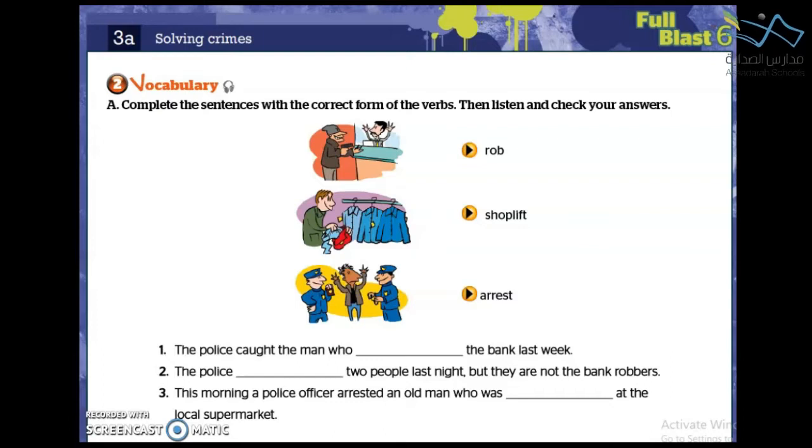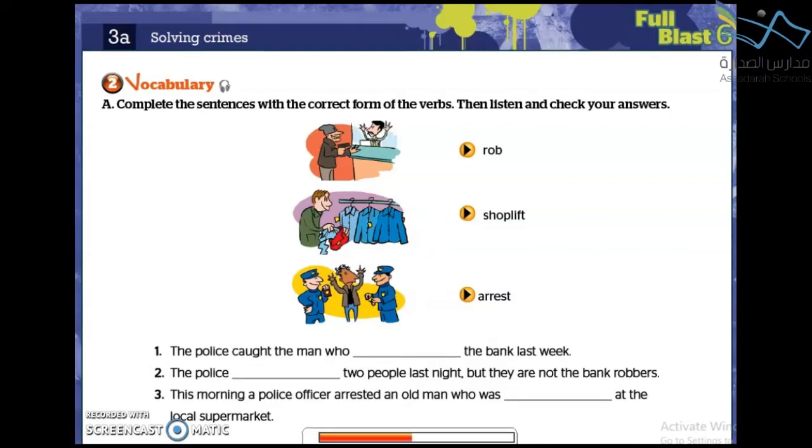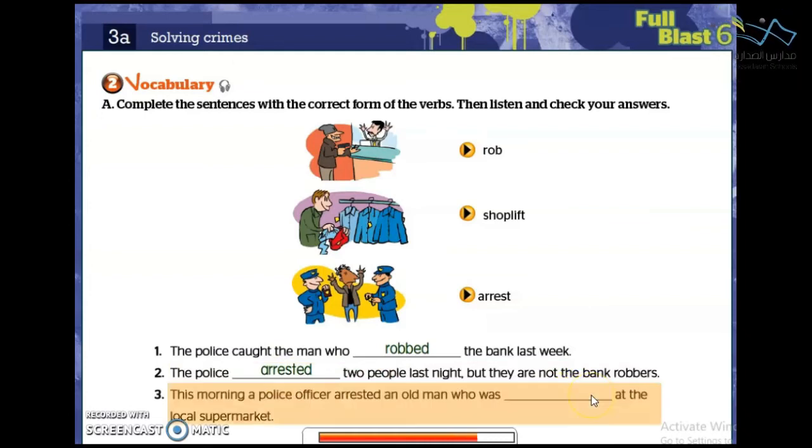So let's go. 1. The police caught the man who robbed the bank last week. 2. The police arrested 2 people last night, but they are not the bank robbers. 3. This morning, a police officer arrested an old man who was shoplifting at the local supermarket.